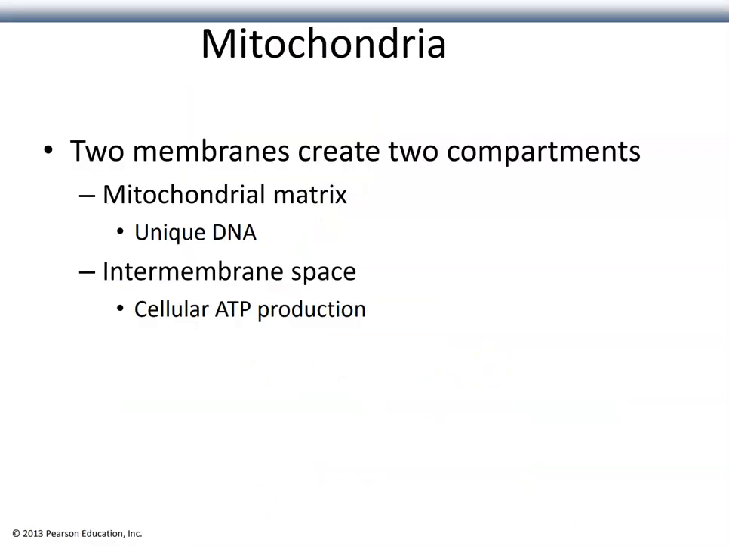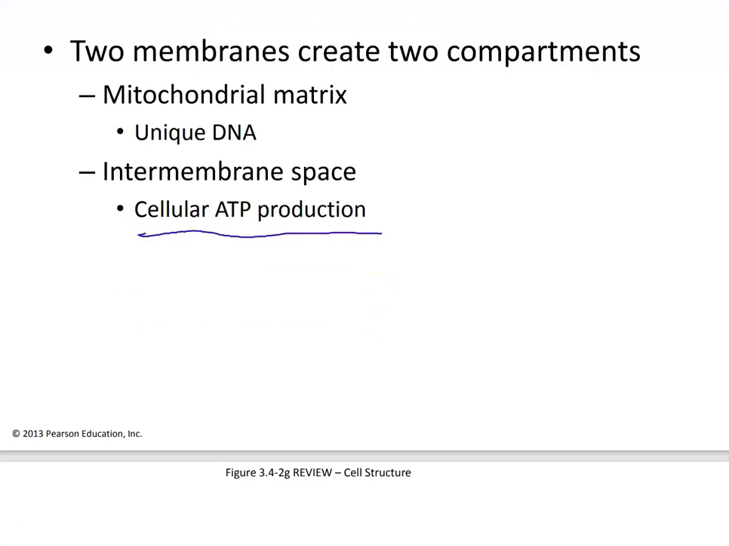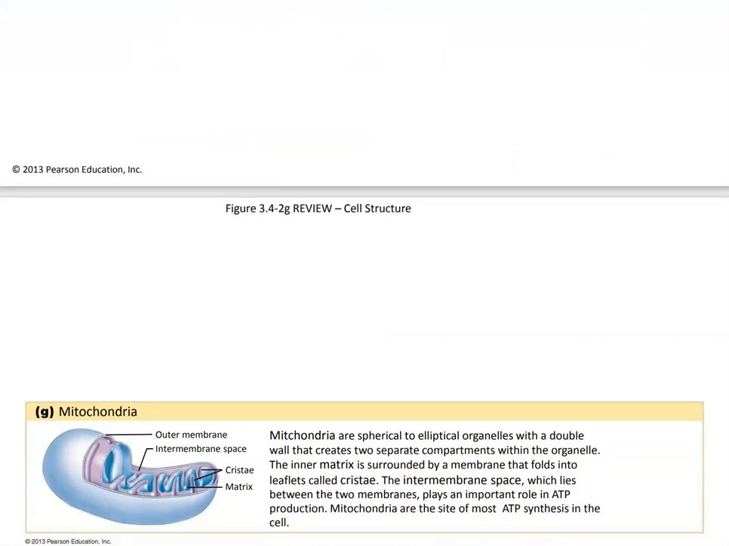Moving on to mitochondria. Think of mitochondria as the power plant of the cell. This is where you're creating ATP, so cellular ATP production. That's what's important about mitochondria. And we will talk more about them when we do the aerobic respiration lecture.